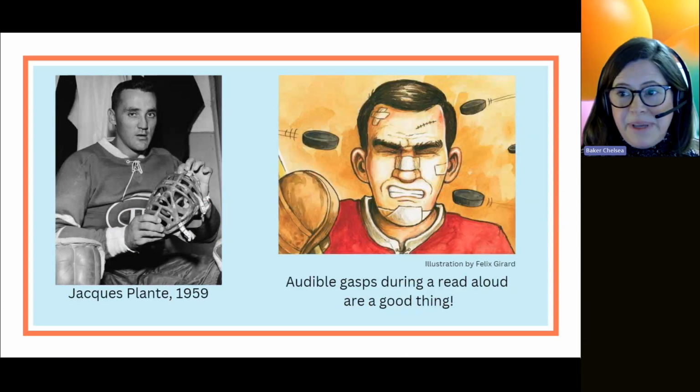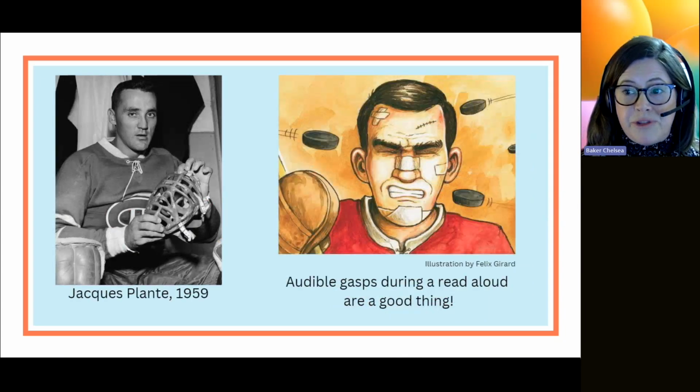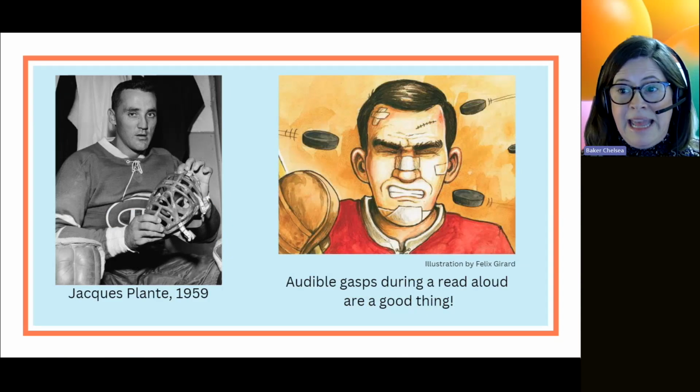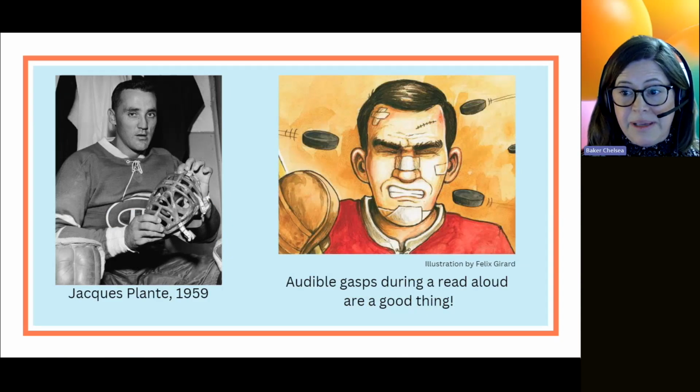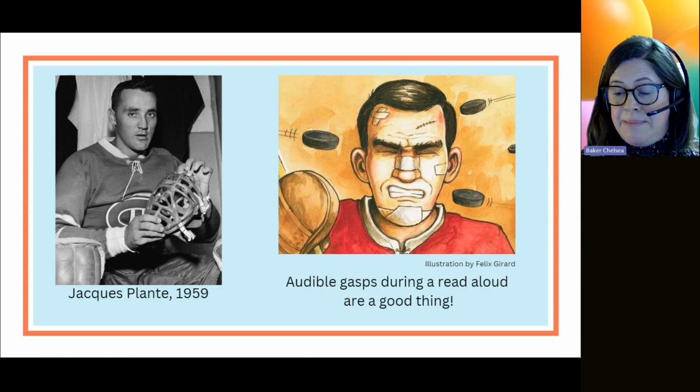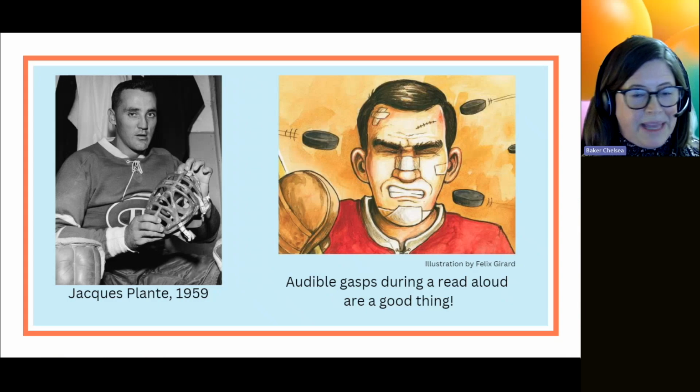When I read this book, I usually have a picture of the real Jacques Plante on my iPad, and I would do an introduction to the book. Like, today we're going to read about Jacques Plante, the first hockey goalie to wear a face mask during a game back in 1959. What do you think the reaction to his mask was like? And this picture always brings audible gasps. And after reading, we usually have a very good discussion on what does it mean to feel safe when we play our favorite sports.